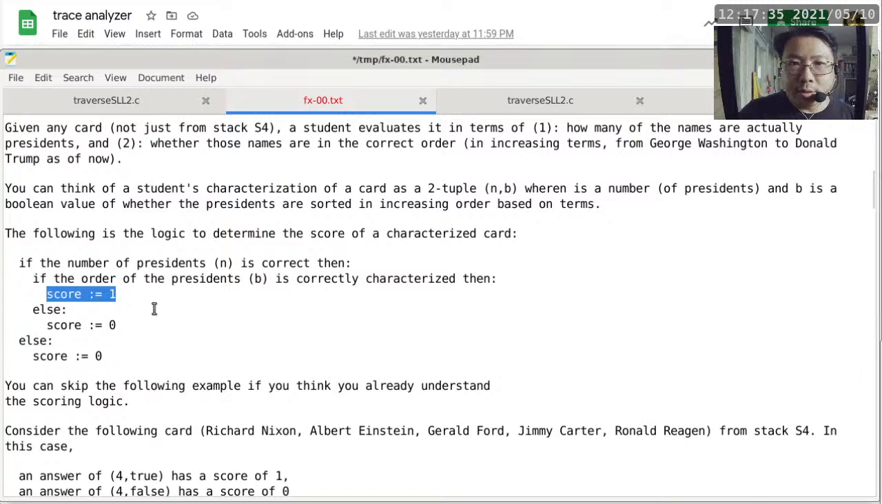Oh, okay, I see. So this means if the number of presidents is incorrect, so that if there are actually 4 presidents, but the student said there are only 3, then you don't even look at whether the ordering is correctly identified or not. So to get a single point, the student has to identify correctly the number of presidents and also identify whether the presidents are ordered correctly or not. That would give that person a point. Anything else will get a score of 0. I'm looking at the text channel and making sure that we do not have any questions about what the question is asking. Okay, we don't seem to have any.